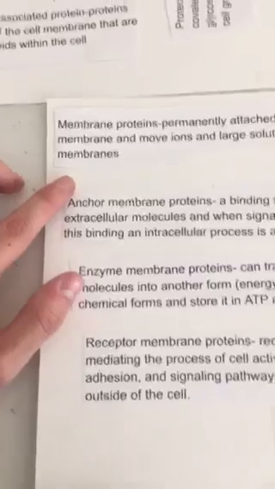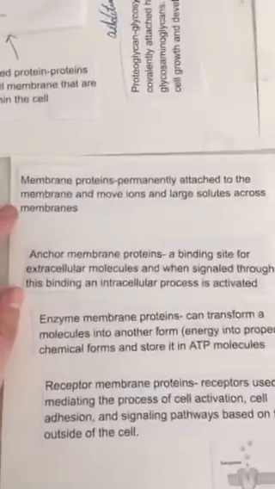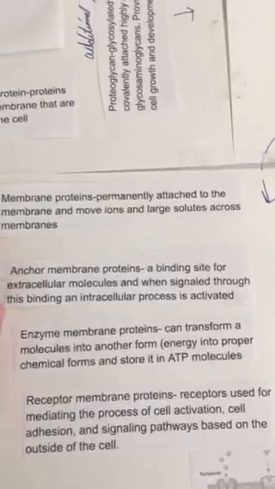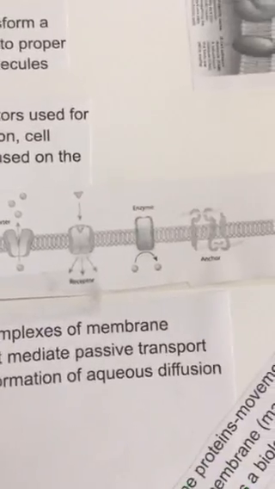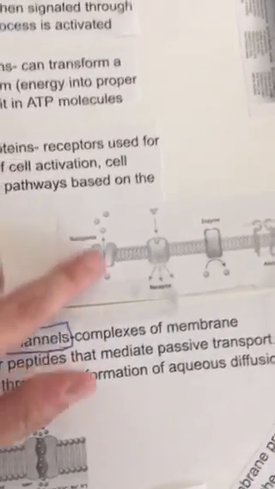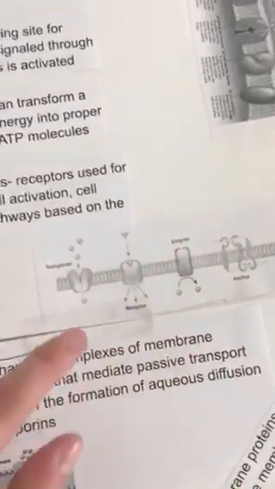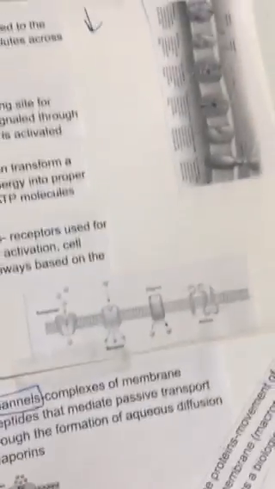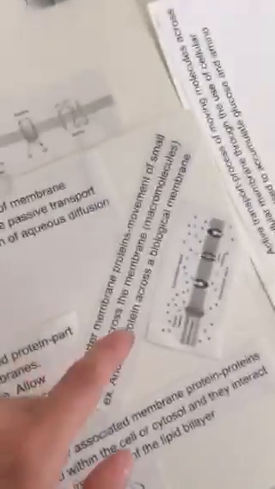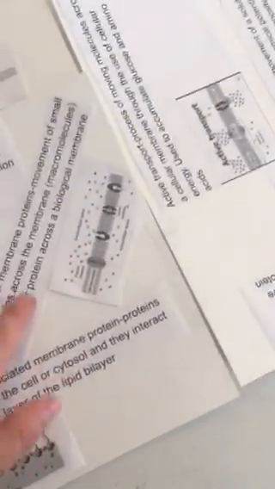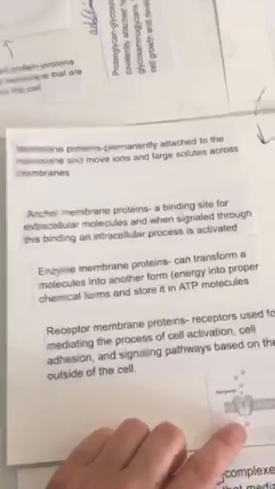But then we have some more proteins, which are membrane proteins, and these are the three different types of membrane proteins. Membrane proteins are permanently attached to the membrane and move ions and large solutes across the membranes. We have a picture here of different kinds of membrane proteins. I'll go into the definition of the anchor, enzyme, receptor, and we don't have the transporter. We have that one down here, but it is inclusive to the membrane proteins.